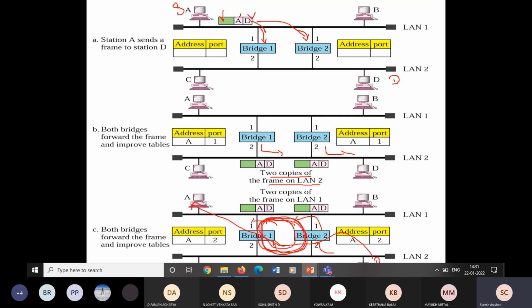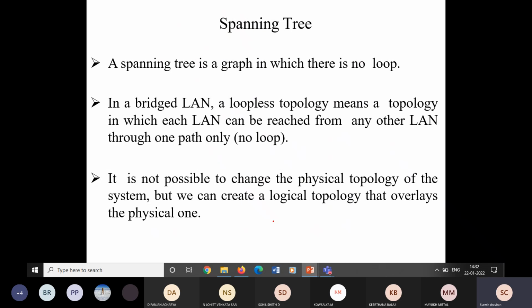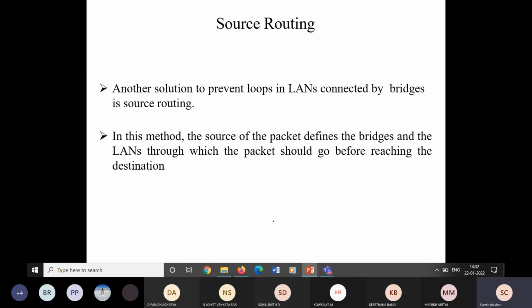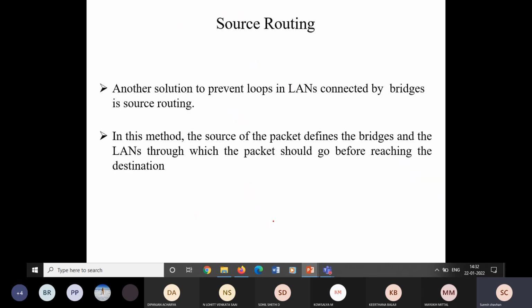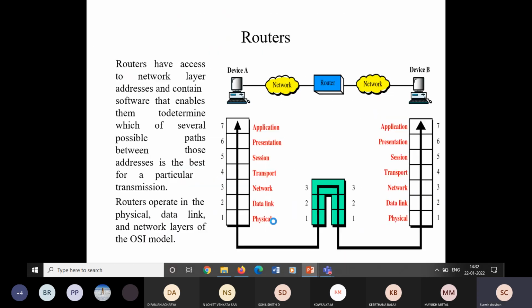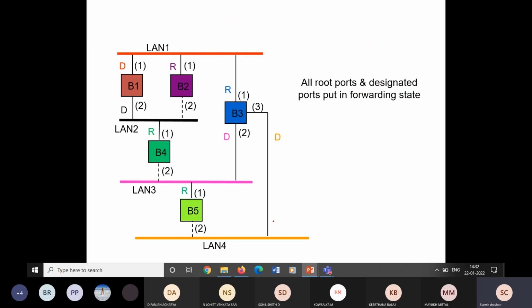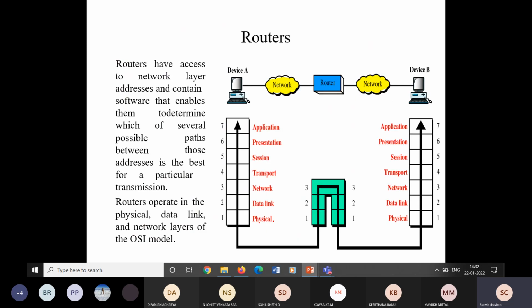So how do we avoid this looping problem? That's the main challenge in the bridge, right? In order to solve that, we have the spanning tree and the source routing. For today's class, I won't take spanning tree and source routing because it requires a lot of time. In the next class I will tell about the spanning tree algorithm, how to solve that and how to get the shortest path from source to destination.